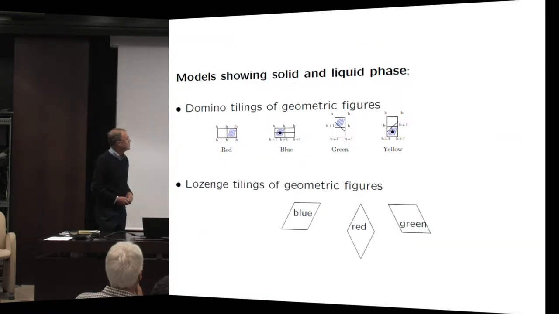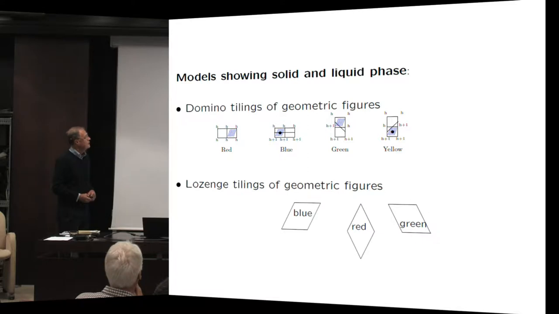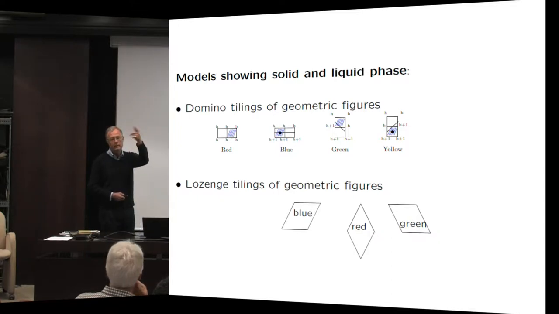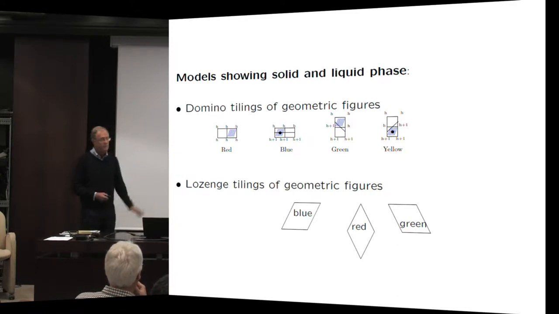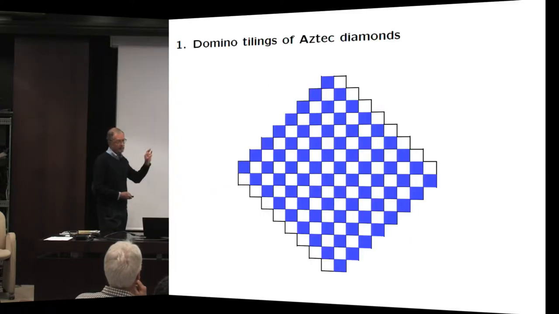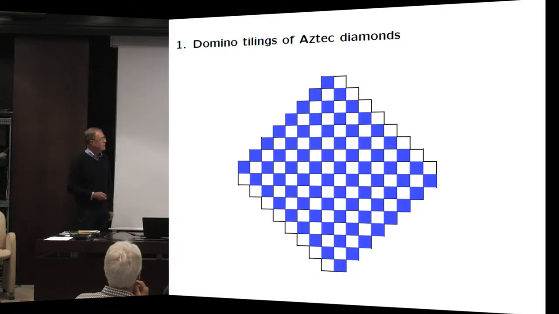The models that Mark discussed yesterday are domino tilings of geometric figures. He explained that you can have two horizontal dominoes with the black on the left or on the right, and a vertical domino with the black on top or below. With lozenge tilings you have three possibilities: it can be tilted towards the right, can be straight, and can be tilted towards the left. I like to give them colors so that you see on a picture what really happens. I will also show you a number of simulations. Let me begin by reviewing very briefly, in a few minutes, the domino tiling of Aztec diamonds.